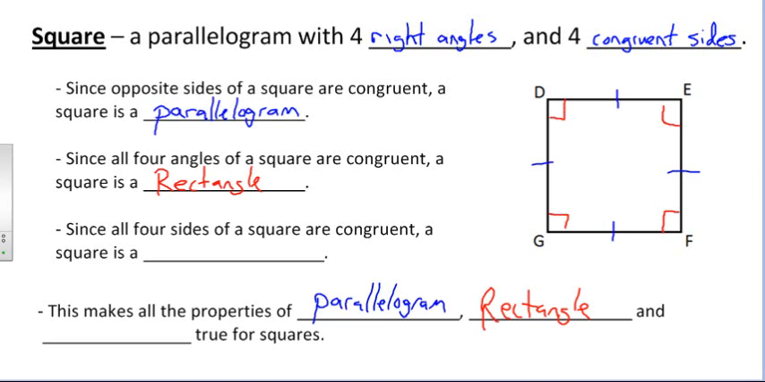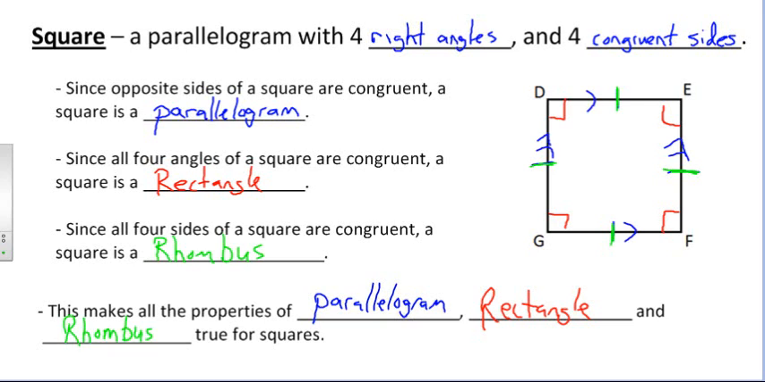And since all four sides of a square were congruent to each other, again, not only were opposite sides congruent, but really all four are here, that makes a square a rhombus. So really all the properties of a parallelogram, all the properties of a rectangle, and all the properties of a rhombus are true for squares.